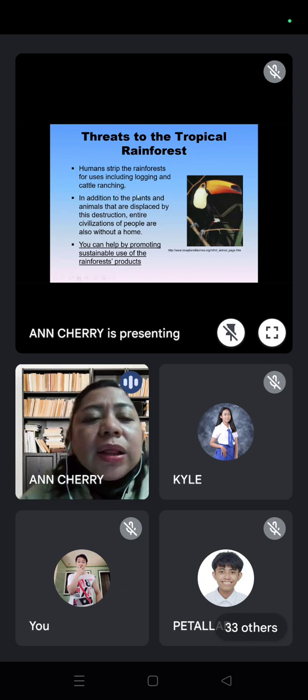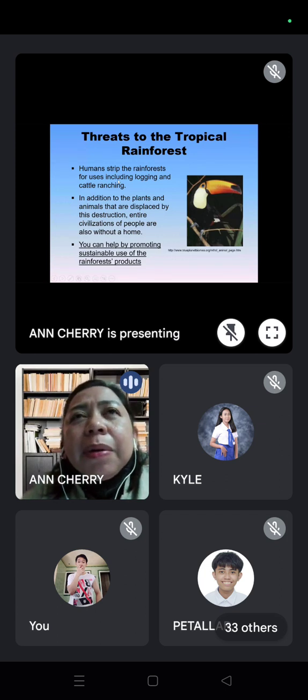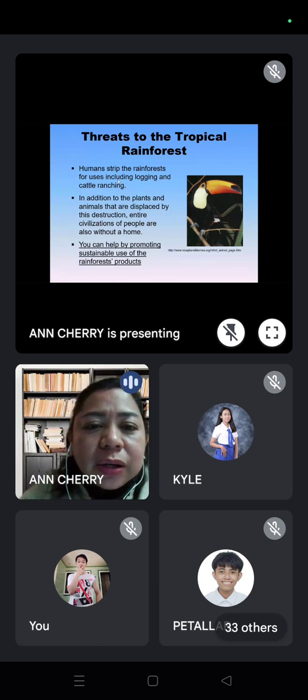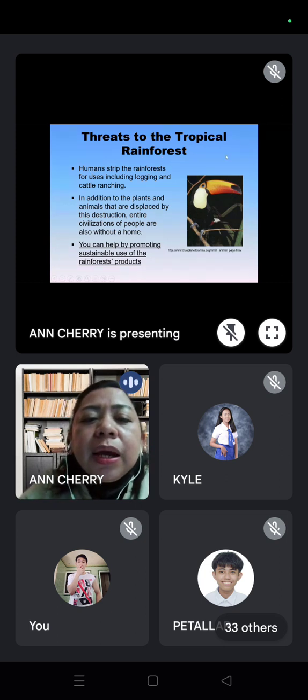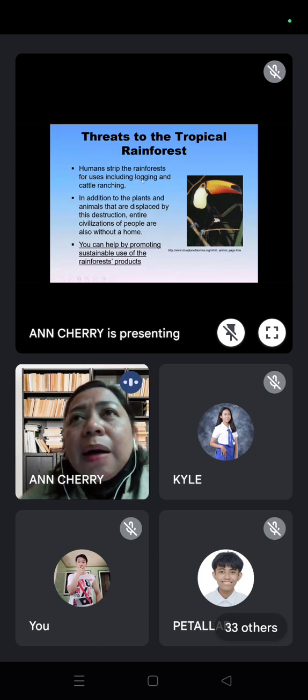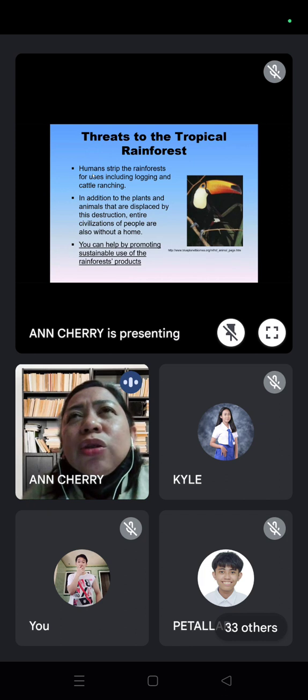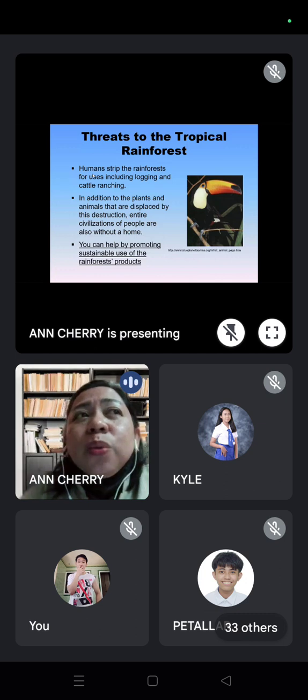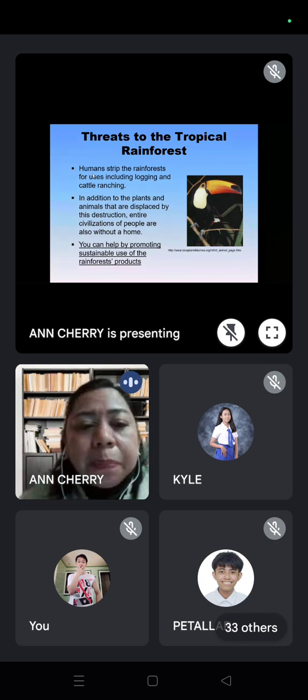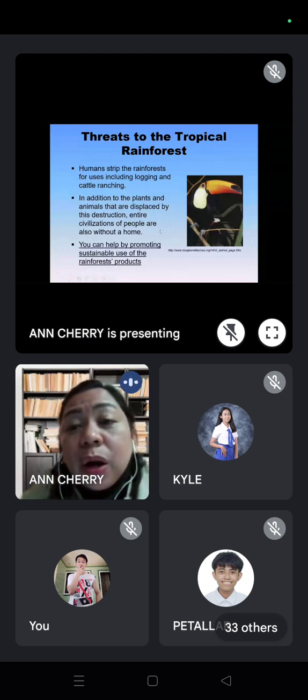So, we have no other land to use but the forest. So, we tend to strip, meaning we alter the habitat, or if you totally strip it, there is now habitat loss, or if part of the rainforest, let's say you take 1/4 of the rainforest for ranching and so on, you are doing some fragmentation. Okay. Then, in addition to the plants and animals that are displaced by this destruction, the entire civilization of people are also without a home.